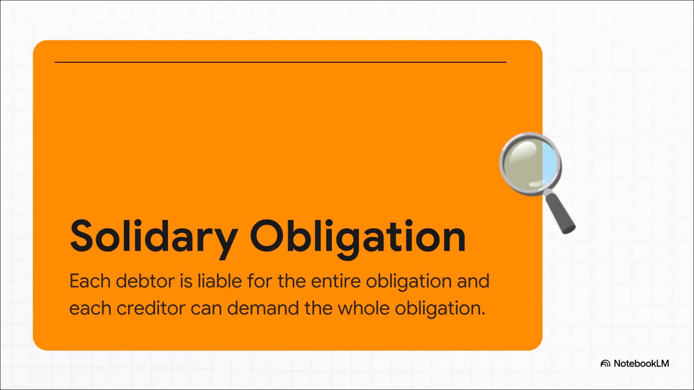This is a total game changer. Just look at those words, entire, whole. With a solidary obligation, the creditor can pick any one of the debtors, maybe the richest one, and demand they pay the full amount. There's no bill splitting here. One person can be held responsible for the whole thing.